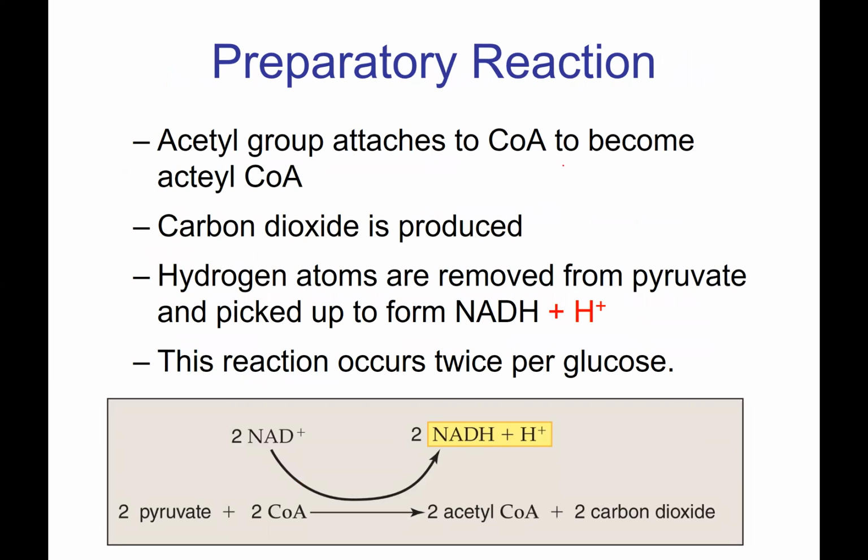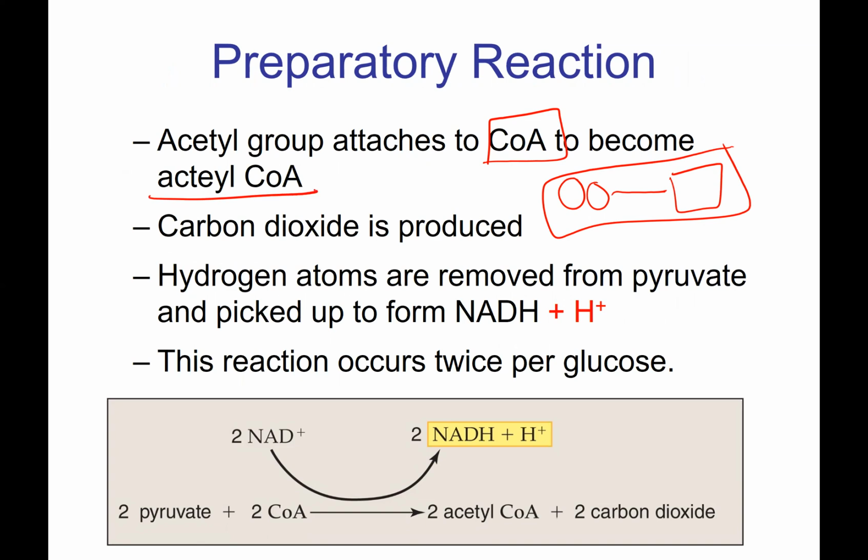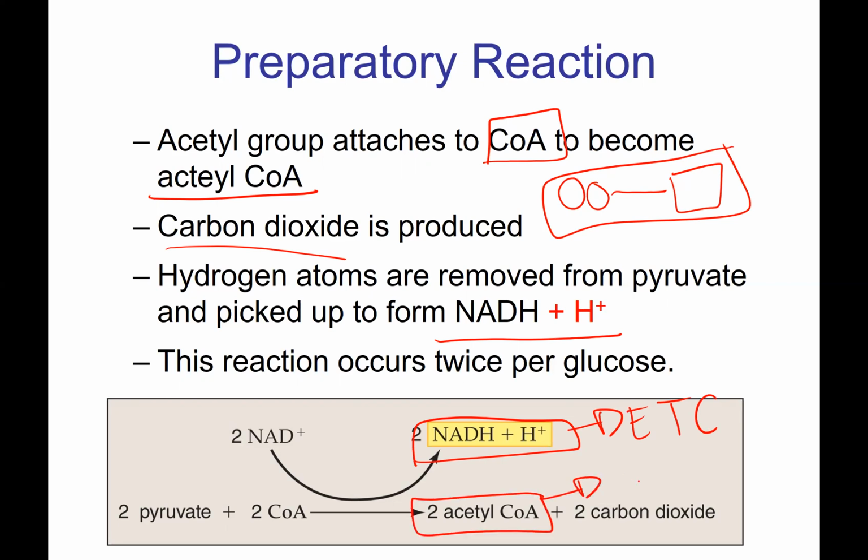So our acetyl group, which is a 2-carbon group, is going to attach to coenzyme A, and this is acetyl-CoA. Okay, carbon dioxide is produced because we have that extra carbon that we have to get rid of. We are going to have our electron carrier pick up 2 hydrogens, and this electron carrier is going to move on to the electron transport chain. Our acetyl-CoA is going to move on to the citric acid cycle.